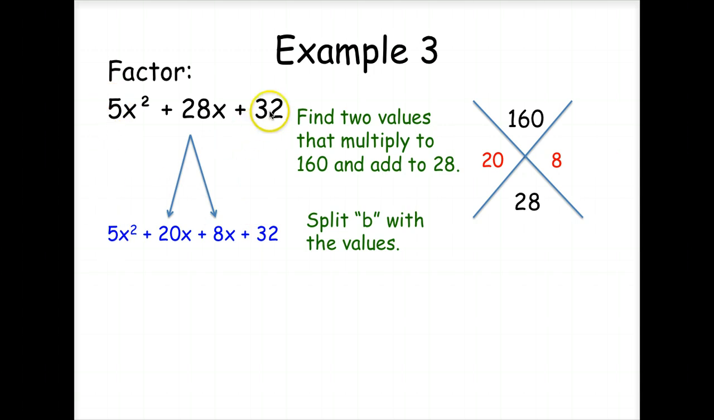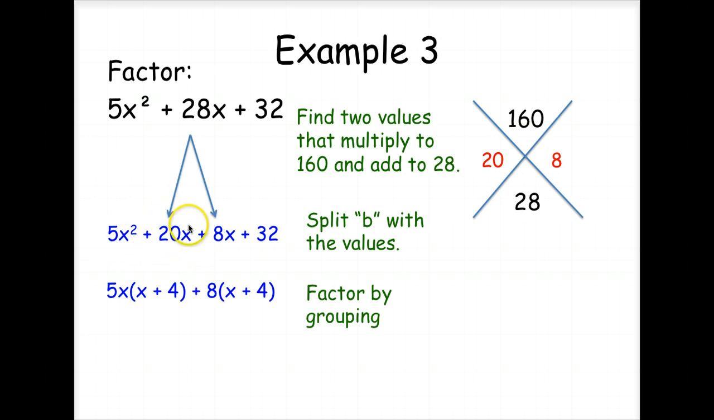Bring down our first and our last term, 20x, 8x. Again, don't forget your variable. Factor by grouping. Out of the first 2, we're going to pull out a 5x, and out of the second 2, an 8. So our answer will be 5x plus 8 times x plus 4. Very good. You are ready to begin working on the assignment.